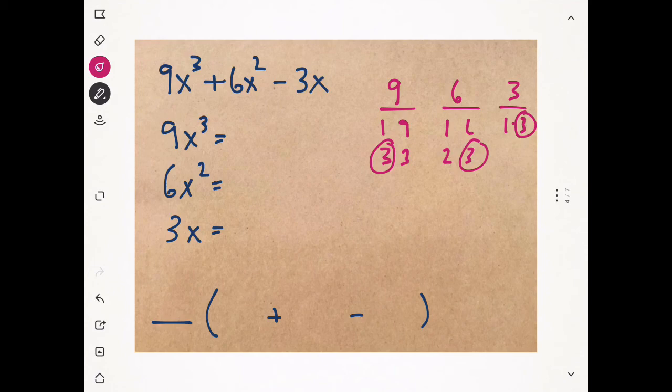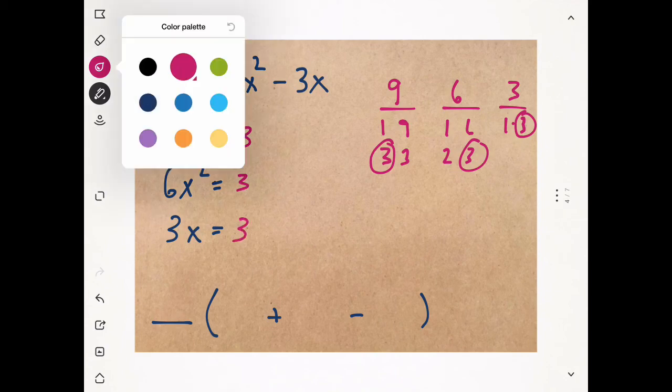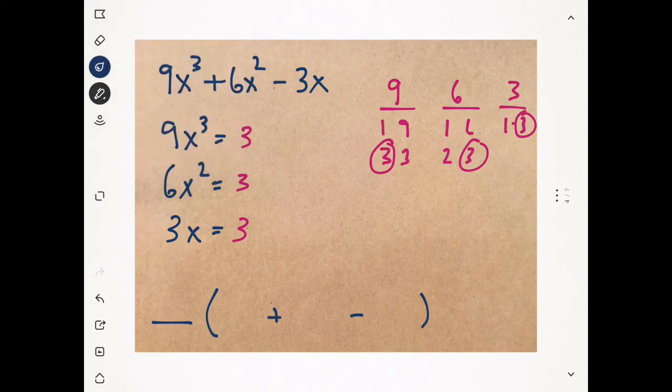So I'm going to rewrite 9 as 3 times something. I'm going to write 6 as 3 times something, and I'm going to write 3 as 3 times something. So there we go. I've got my greatest common factor for my numbers in there. So I know this is 3 times 3. I know this is 3 times 2. And then I know this is 3 times 1.